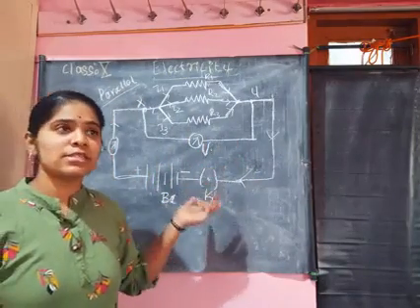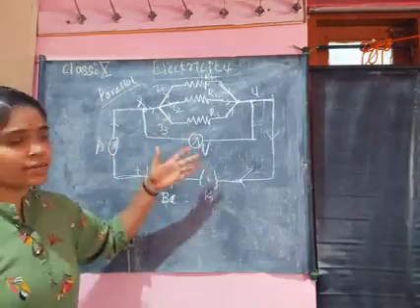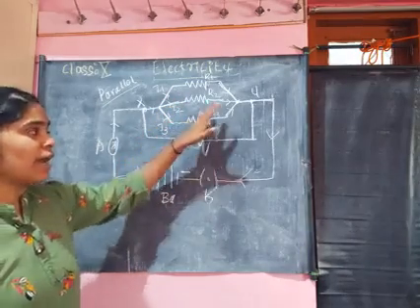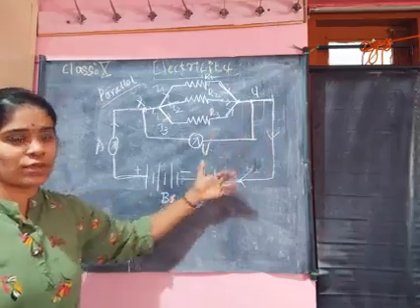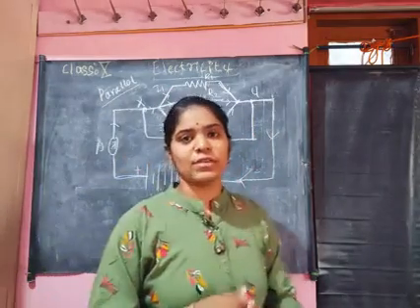In this case, as I already told, the current will be divided, that is I1, I2 and I3, and there will be the same potential difference across this electrical circuit. That I will tell you in the next class.